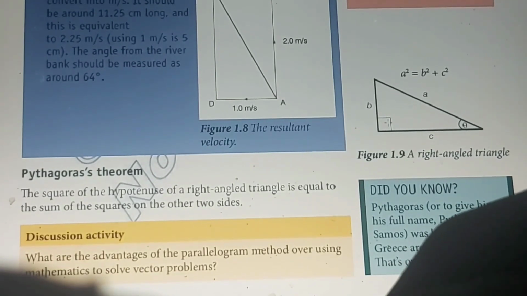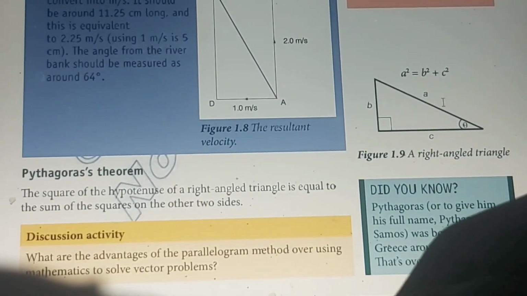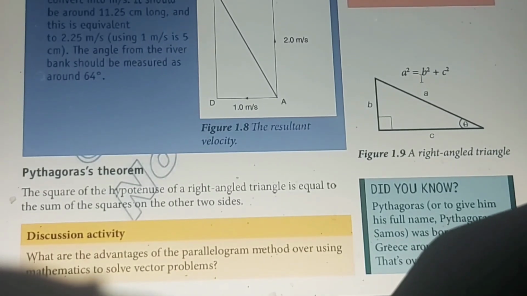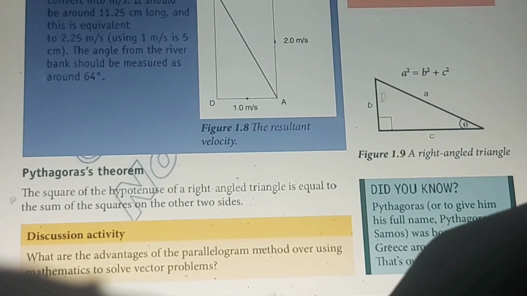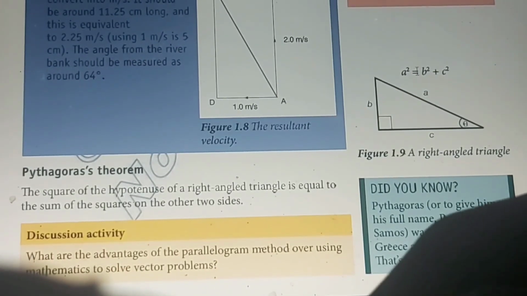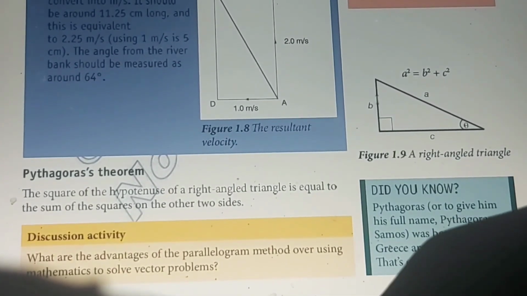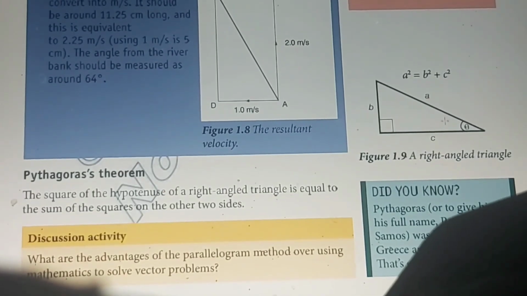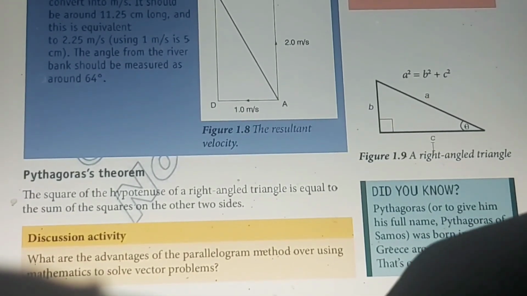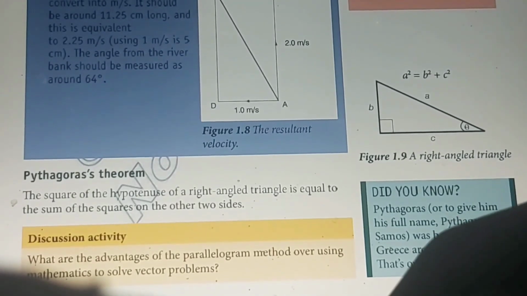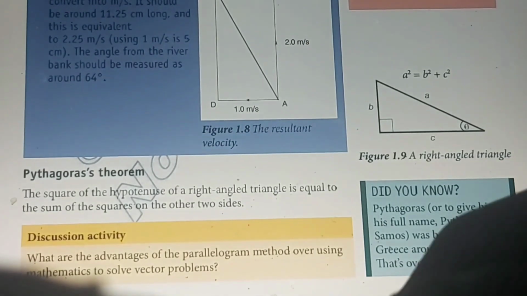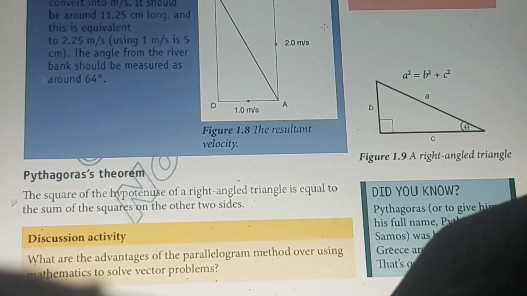Here the Pythagoras theorem says, for example, in this right angle triangle, A squared, the hypotenuse, is equal to the opposite of this triangle squared plus the adjacent of this triangle squared. By this method, we can simply solve the given problem.